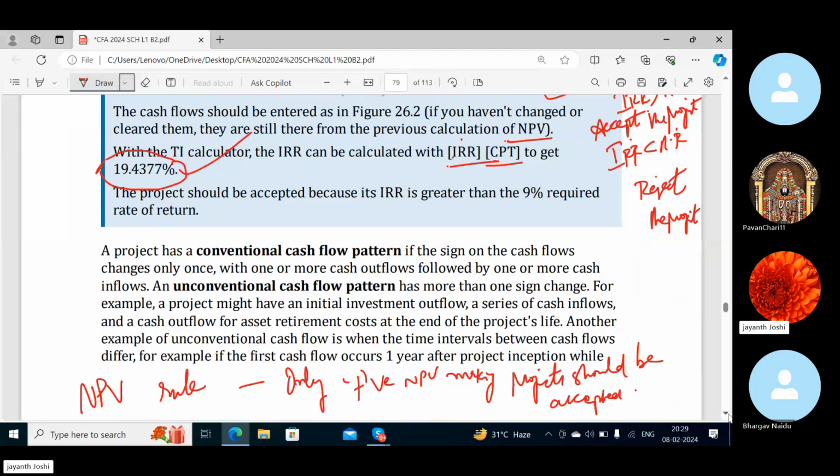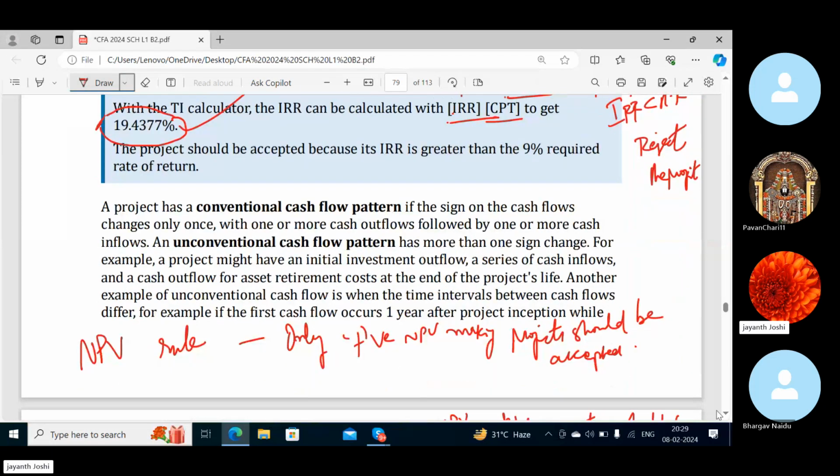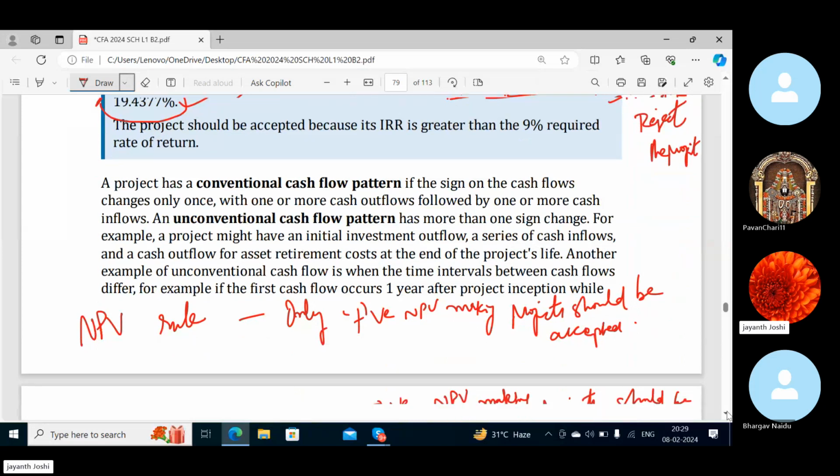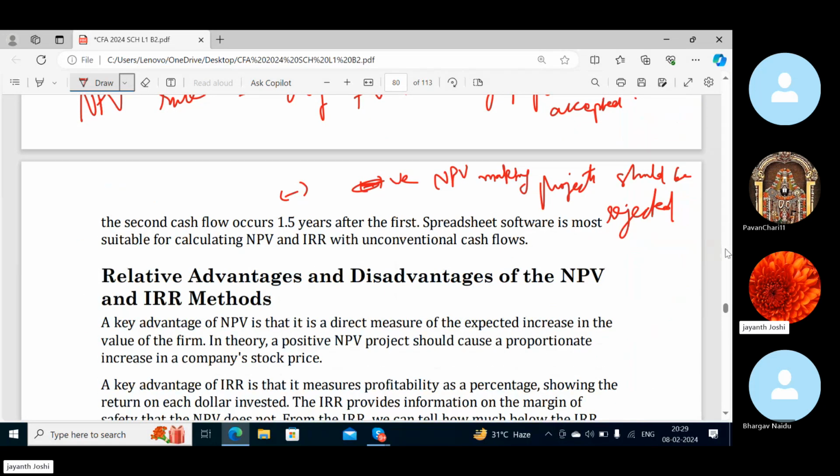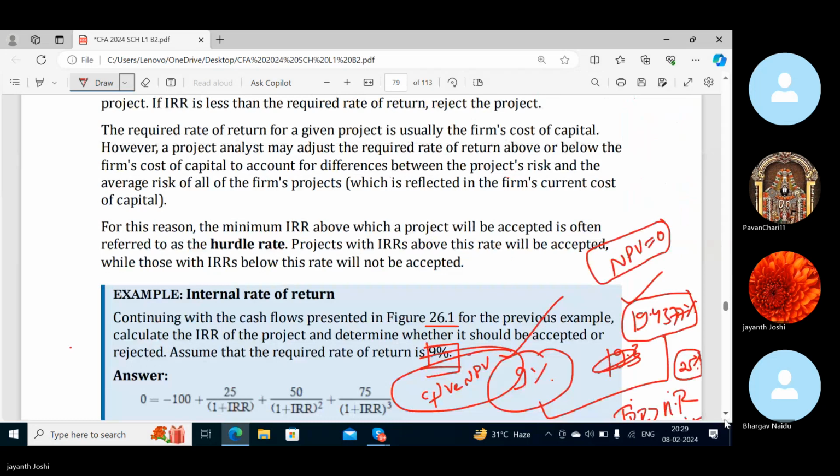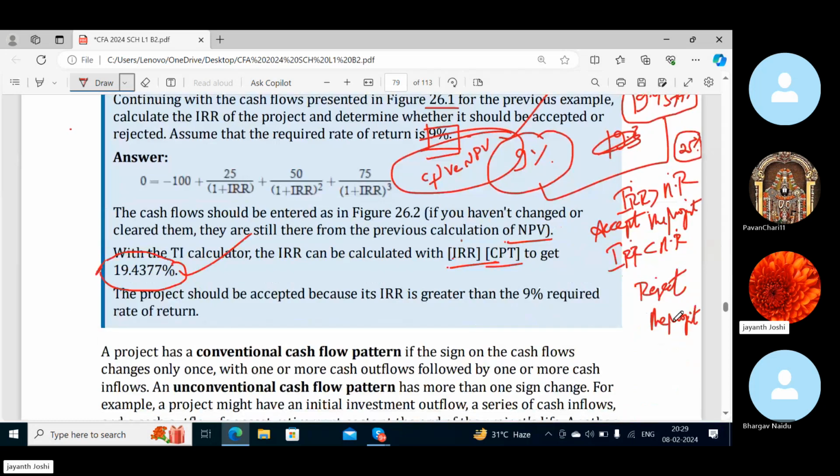Next one. Now there is some problem with IRR. I hope everyone understood this one. Please tell me yes or no. Pawan and Isha, did you understand this concept, please?